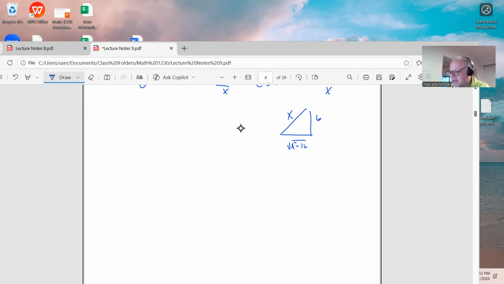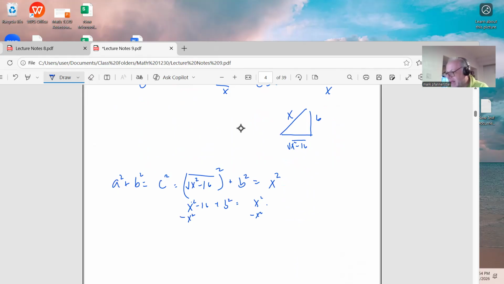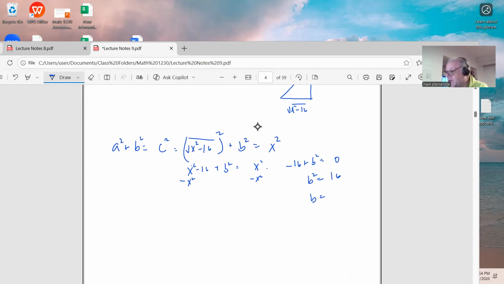So we're going to say that we have a squared plus b squared equals c squared. We're just going to plug some stuff in. A for the adjacent side. So we have the square root of x squared minus 16, squared, plus b squared, I don't know what that is, equal to c squared, x squared. We'll sort this out. So we have x squared minus 16 plus b squared is equal to x squared. Subtract that x squared from both sides, so we have negative 16 plus b squared is equal to 0. B squared is equal to 16, and hence b is equal to 4.